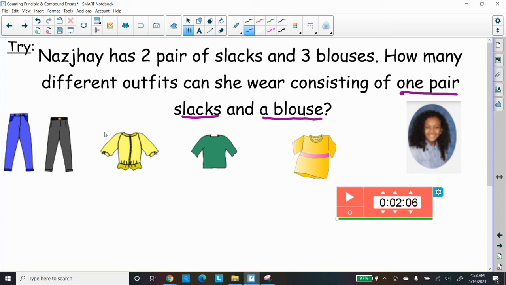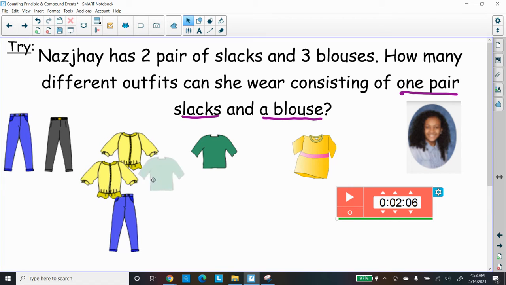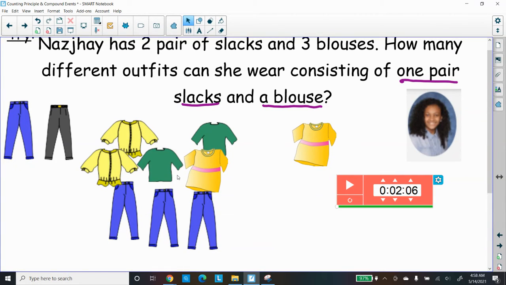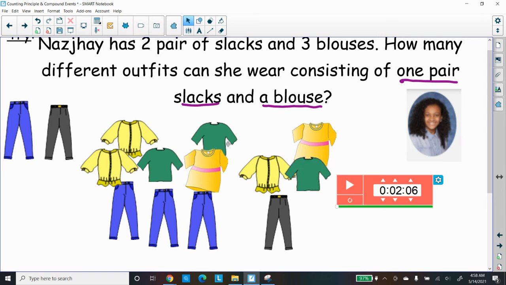Well, she has a lot to choose from. She first can choose her blue jeans, and she can choose from any one of these 3 tops with the blue jeans. So that's 3. So she'll be using the blue jeans a total of 3 times with those 3 different tops. But she's not finished. She also has a different pair of slacks, and she can use those same 3 tops again with that pair of slacks, her gray jeans.